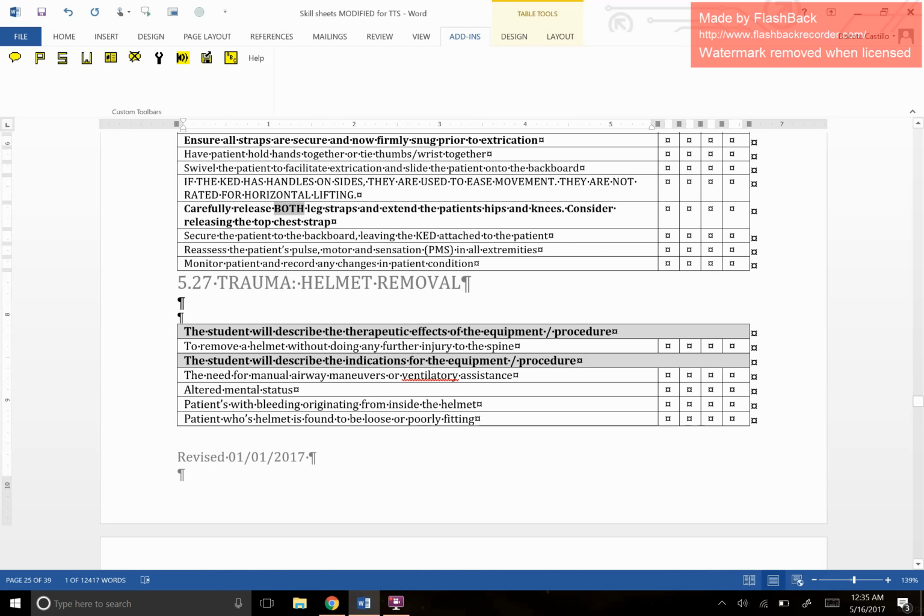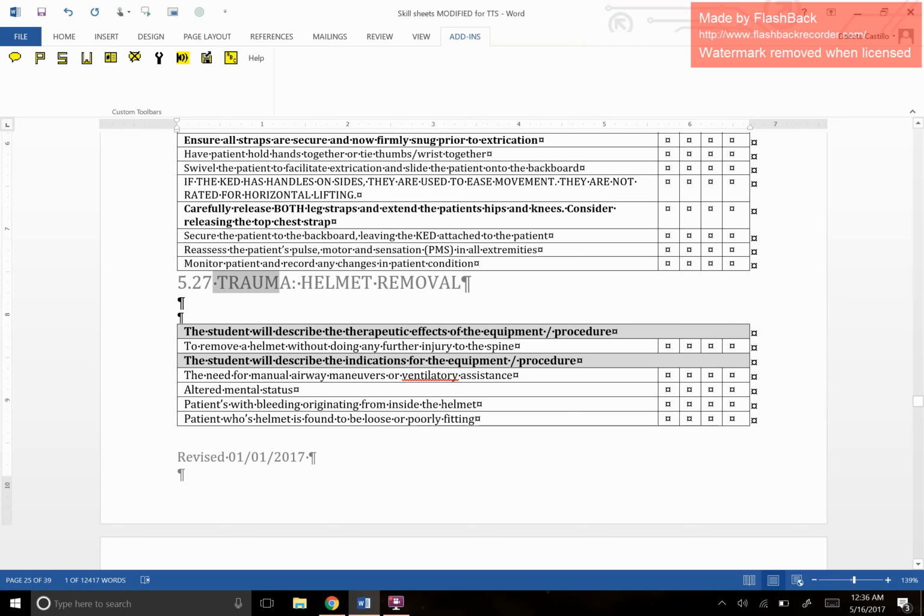Carefully release both leg straps and extend the patient's hips and knees. Consider releasing the top chest strap. Secure the patient to the backboard, leaving the KED attached to the patient. Reassess the patient's pulse, motor, and sensation, PMS, in all extremities. Monitor patient and record any changes in patient condition.